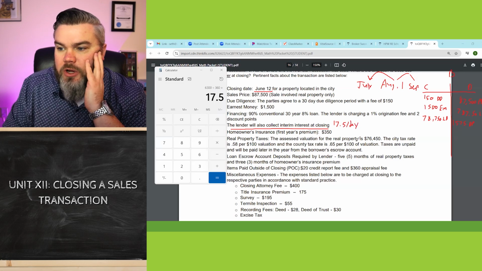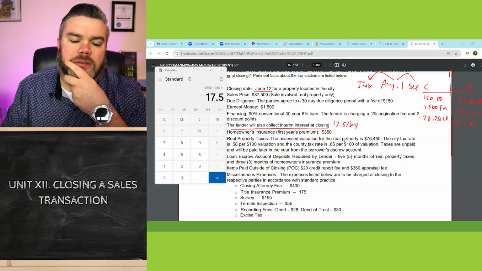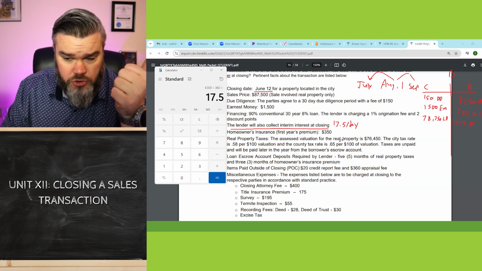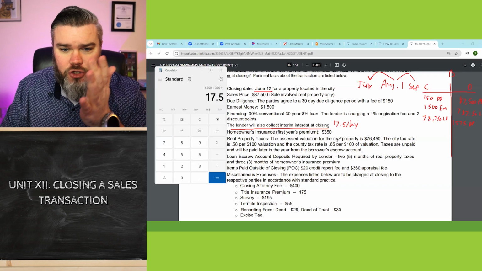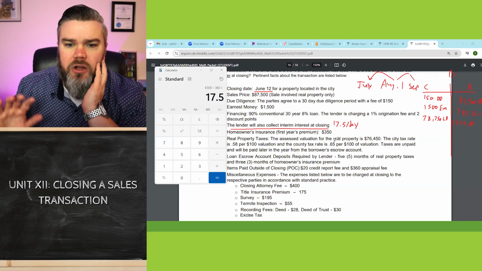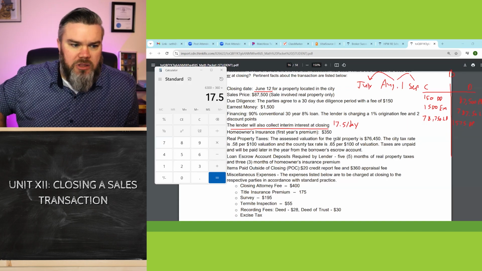And so then you need to figure out the number of days that you owe the bank interest for. Folks, it is June 12th through the end of June. That's it. It does not leave that month because they'll get all their interest everywhere else and your normal monthly payments.